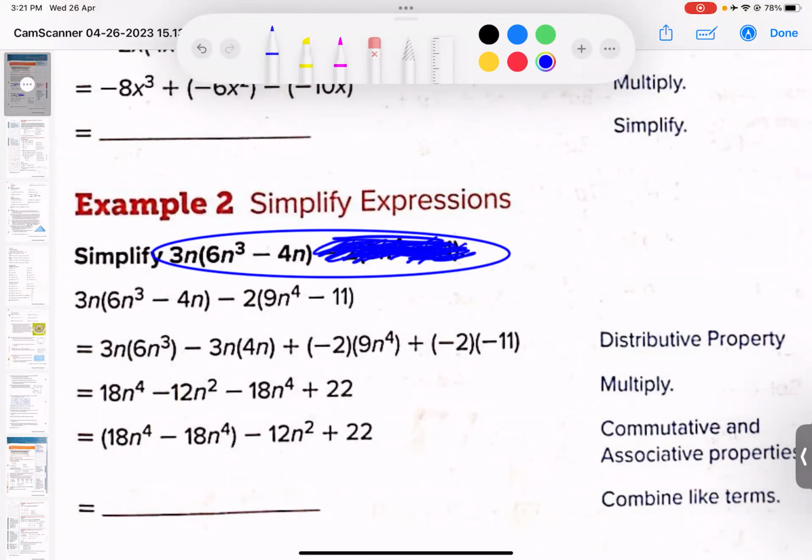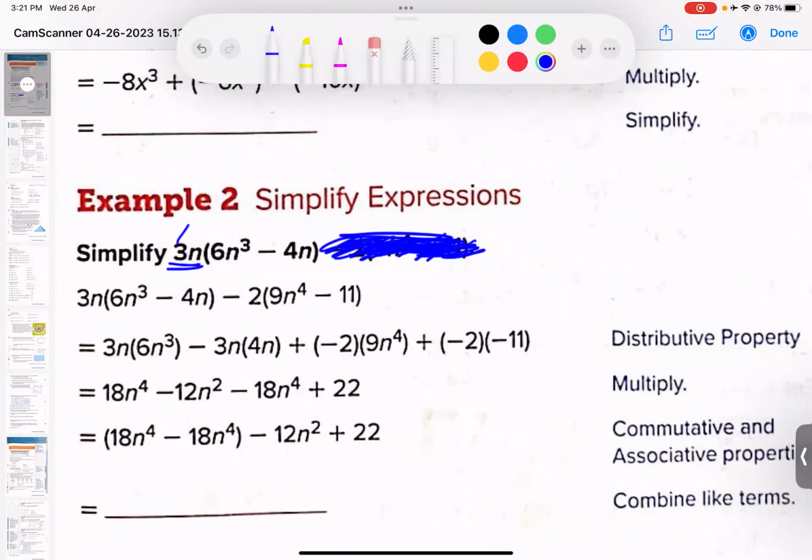So this one, it seems like we have 3n outside, right? Let me apply the same rule that I have told you about. So we have 3n multiplied by 6n power 3. So what do you think? 18n to the power of 4. Yeah, okay. Could you explain to me what you did?